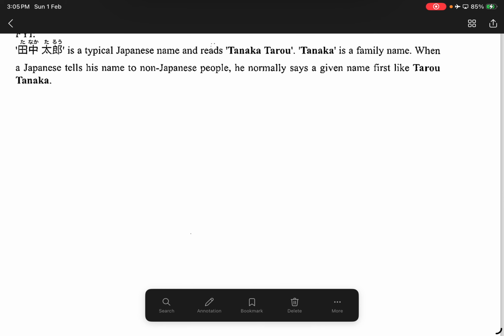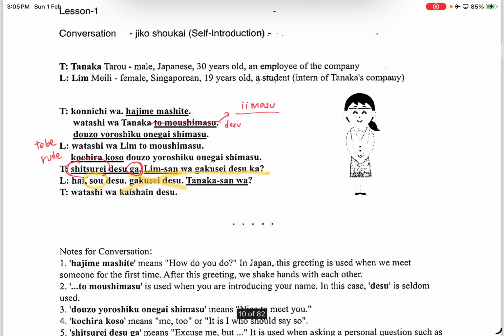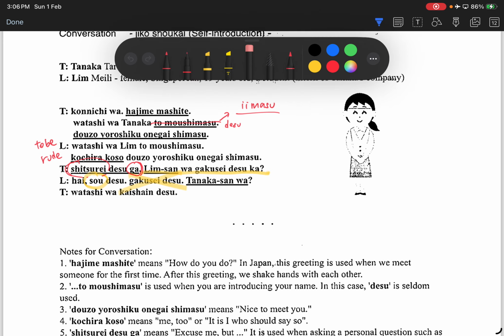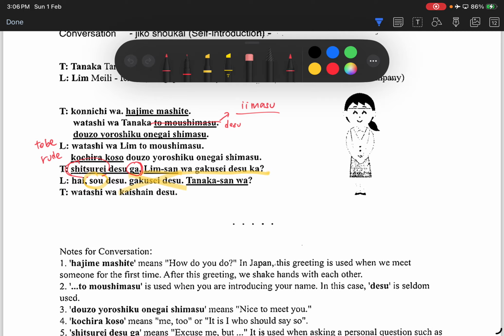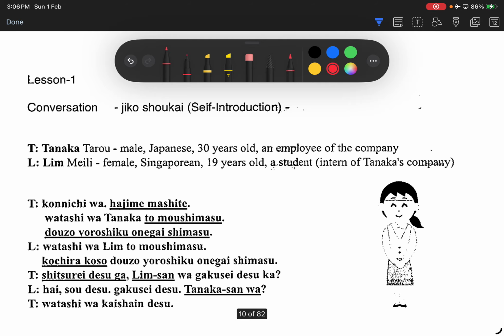Okay, let's talk about the conversations. So conversation on the, I believe it's page 30, close to page 30 I think. Yeah, page 30. Okay. So this is self-introduction. Usually it's a good example of how you can introduce yourself in Japanese. So I will go first, then we'll have two volunteers to try to read out.